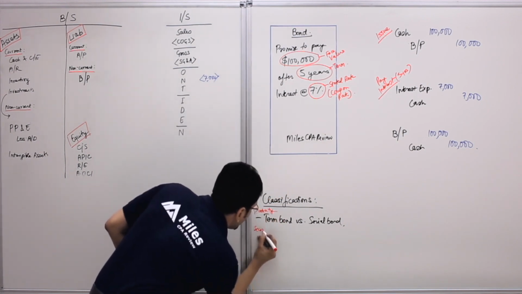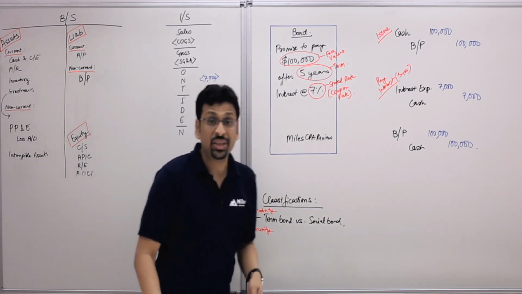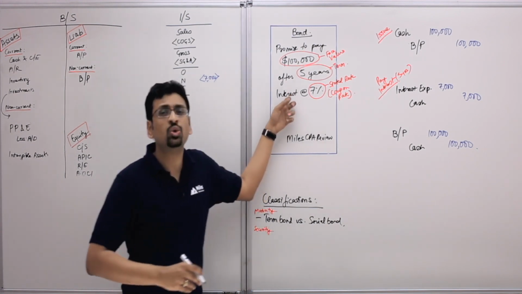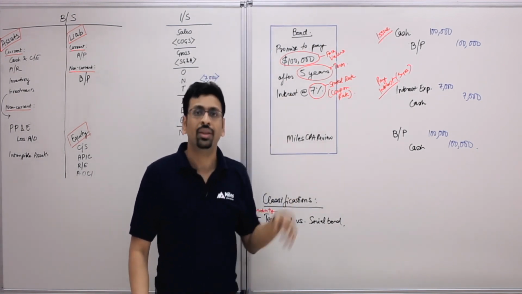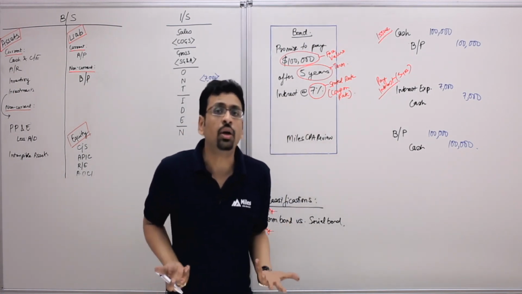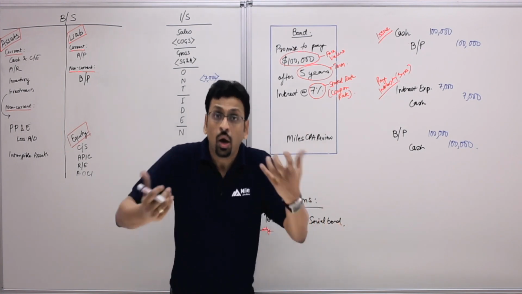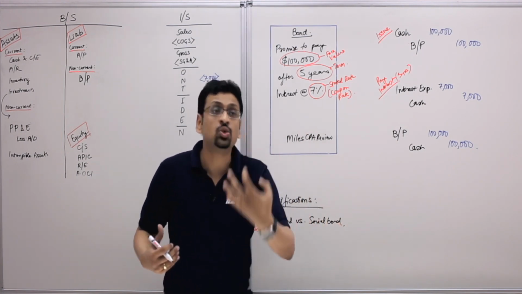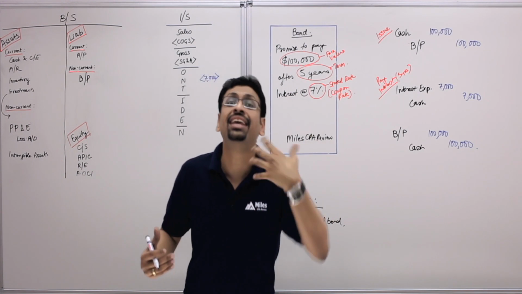Then we could also have classification on the basis of security. So the bond that we issued, this one was an unsecured bond. This one is called a debenture bond. So if we default, you can't do anything. So there's no asset against which this bond is secured.